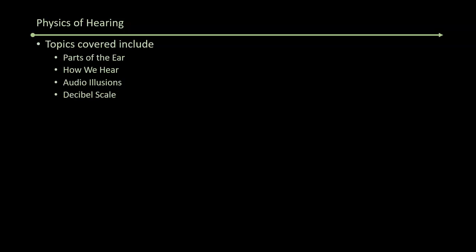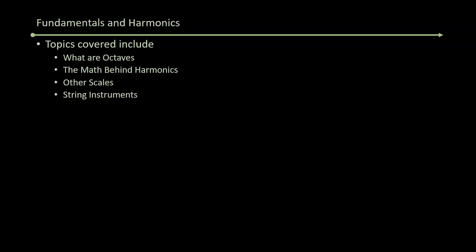Physics of hearing. We're going to look at the parts of the ear. You might think, oh, this is a physics of sound class. Why are we learning about the ear? Well, what do we hear with? We hear with the ear. You need to know your instruments. Your ear is very important, and how it works is very important, and how to keep it safe is also very important. Audio illusions, we'll look at a few of these just because they're fun, and the decibel scale. And how we hear is the whole reason for the decibel scale. How we perceive sound is the whole reason for the decibel scale.